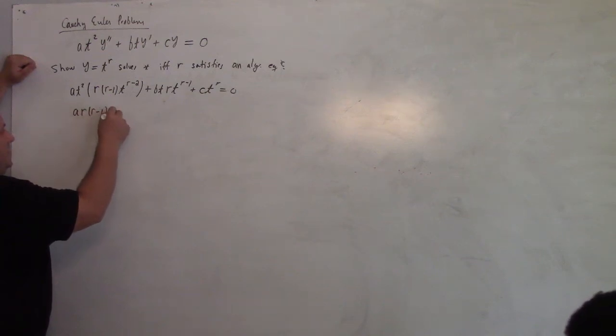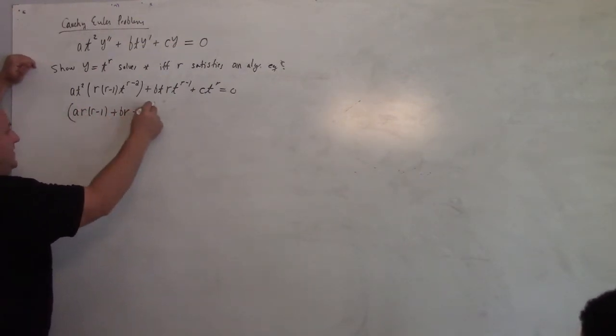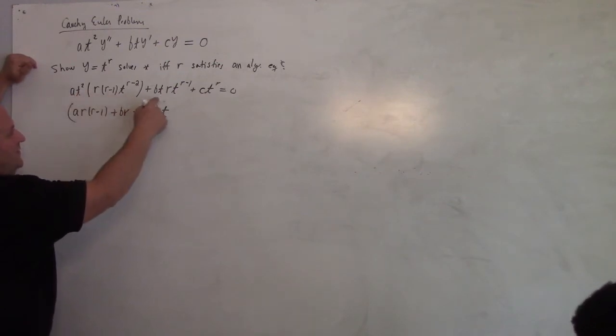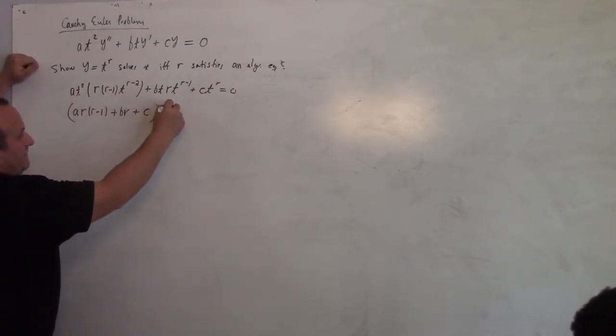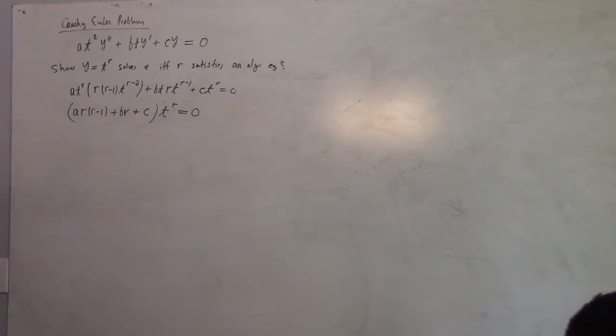minus 1 plus BR plus C, all times what? All times T to the R, notice R minus 2 plus 2, R minus 1 plus 1, T to the R. So in this case, the characteristic equation is a little bit different.